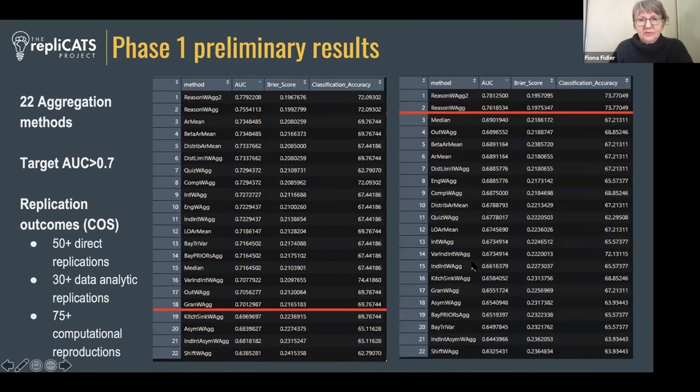In this next table, we're adding some different kinds of replication studies. So not just direct replication studies, but also some data analytic replications, so replication studies that use pre-existing data sets to address the same question, and some computational reproductions. And when we expand the definition of replication to include those things, our accuracy drops off pretty dramatically, as does the accuracy of most other methods, I believe. But what we do see is that those models that weight by reasoning stay at the top of the list.